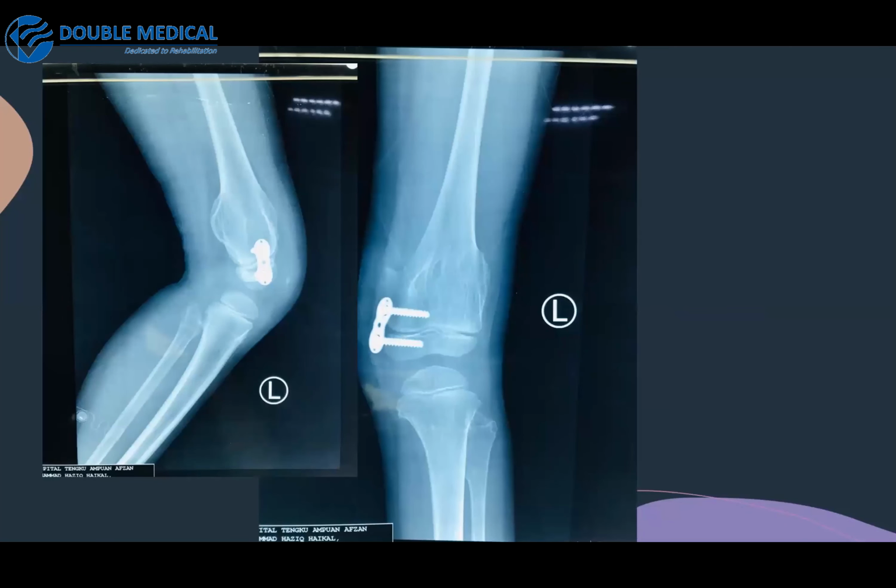And this one is a valgus deformity occurring in a patient with multiple hereditary exostosis. We block the medial aspect of the femur and it slowly grows on the lateral aspect of the femur, so the valgus will be corrected slowly. Okay, that's all.